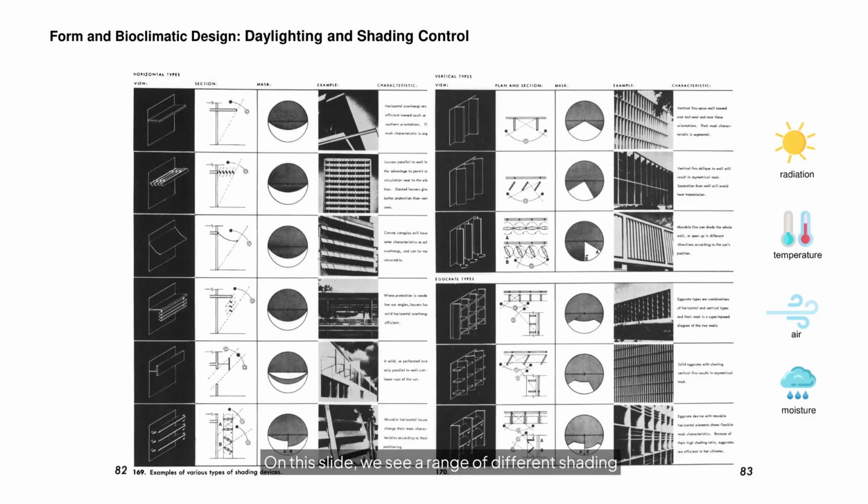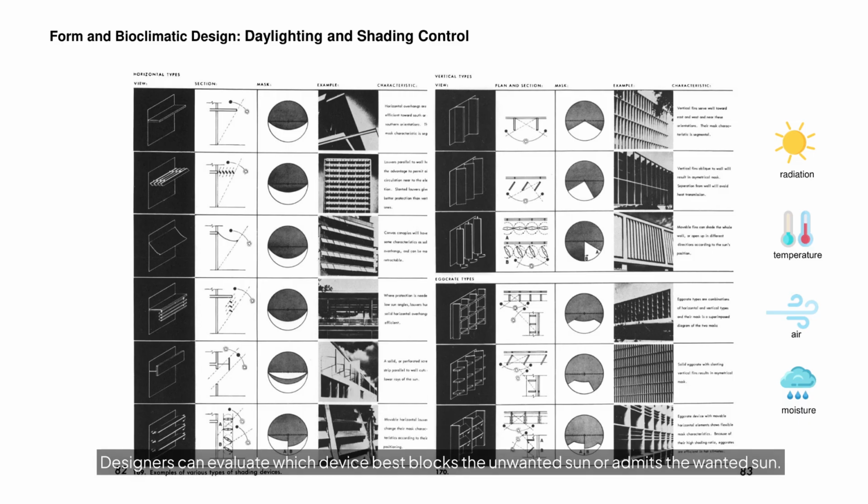On this slide, we see a range of different shading device types and how each one affects sunlight. The diagrams categorize examples like horizontal overhangs, vertical fins, and combined eggcrate shading devices, each paired with a sun path diagram and shading masks. A shading mask shows what portion of the sun's trajectory that shading device blocks. Shading mask diagrams highlight the time of the day or year when overheating or underheating is a risk.